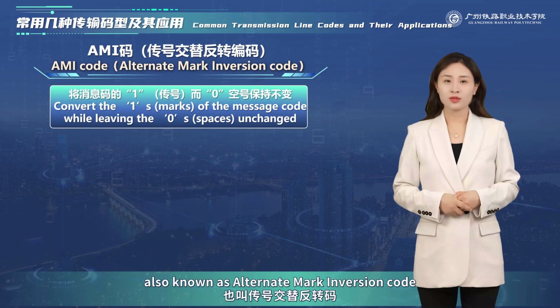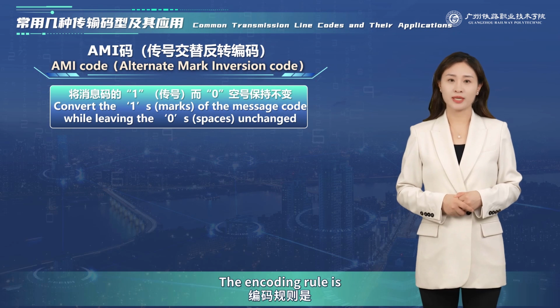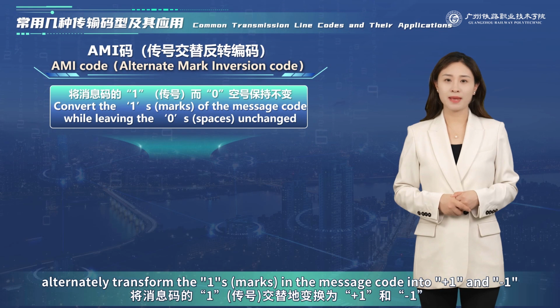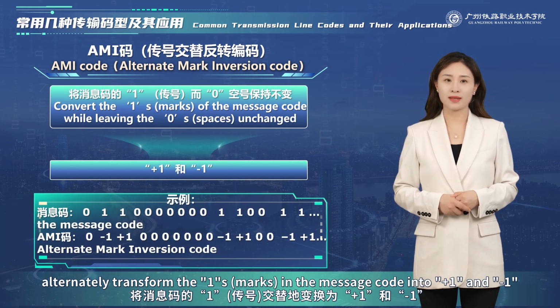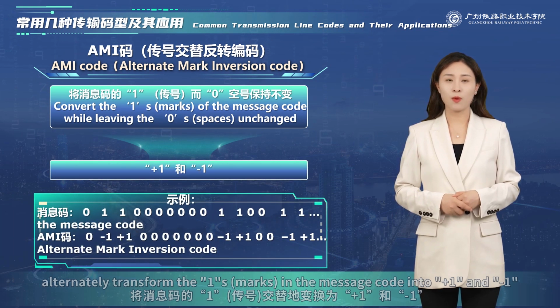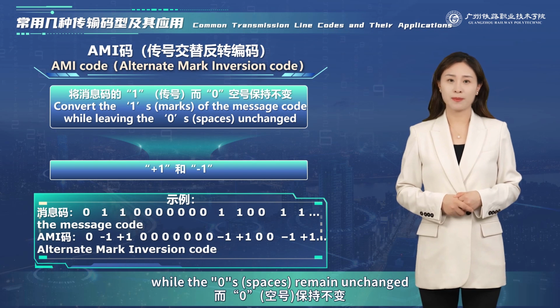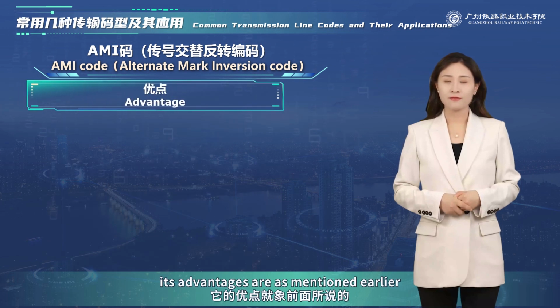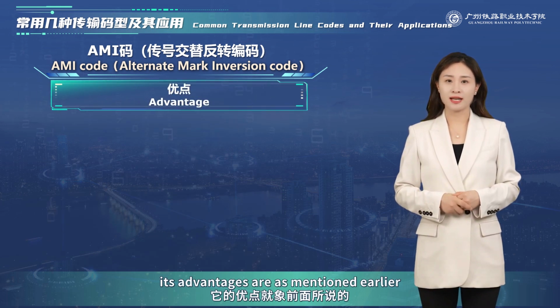AMI code, also known as alternate mark inversion code. The encoding rule is to alternately transform the one marks in the message code into +1 and -1, while the zero spaces remain unchanged. As shown in the example below, in the middle, its advantages are as mentioned earlier.